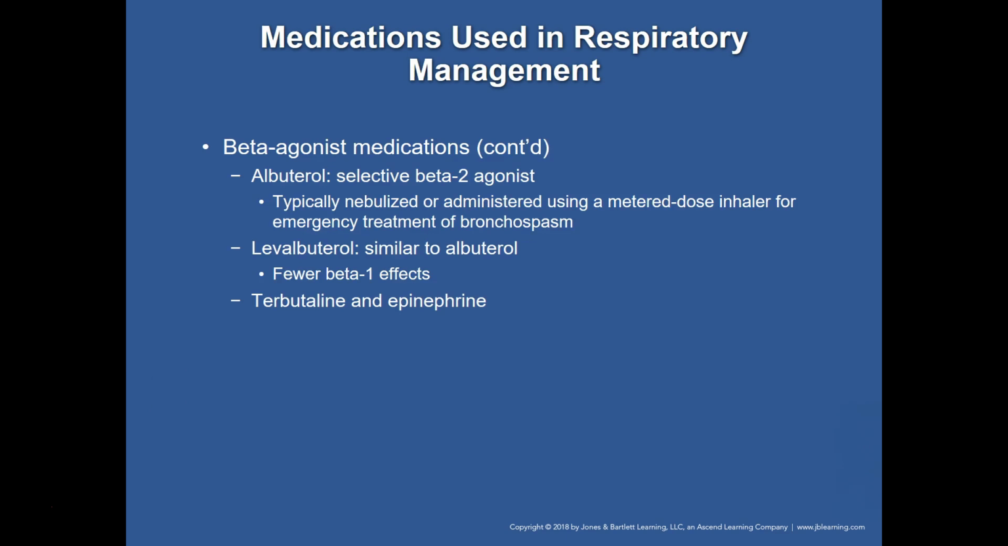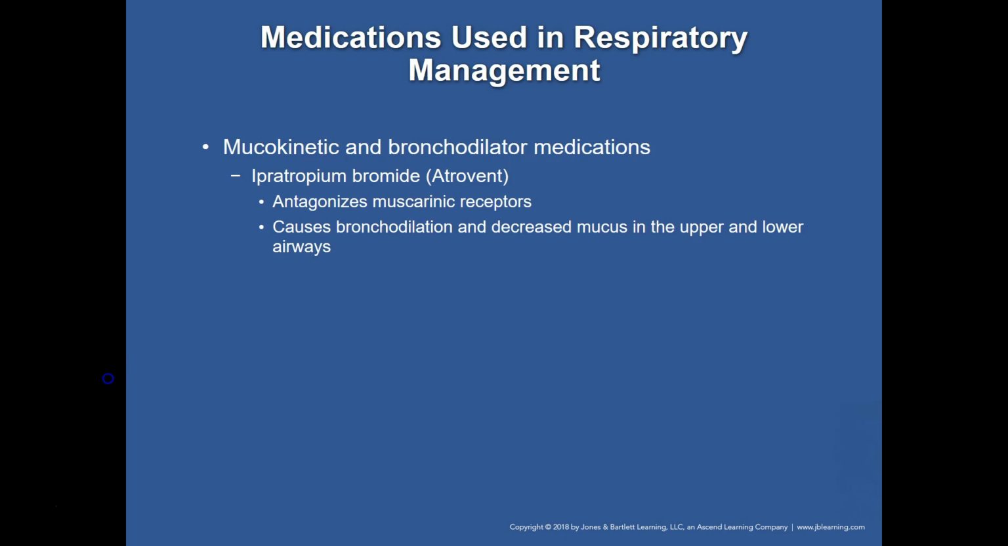Of course, albuterol is one of those selective beta 2 agonists, but it can affect heart rate to a small degree. It's usually nebulized or in a metered dose inhaler. There's levalbuterol, which is similar to albuterol. It has fewer beta 1 effects. And then there's terbutaline and epinephrine, which start to kind of get out there in the beta 1 realm a little bit more than what we want.